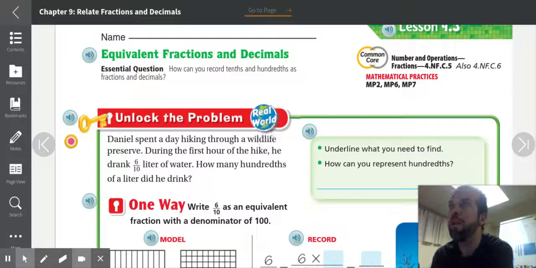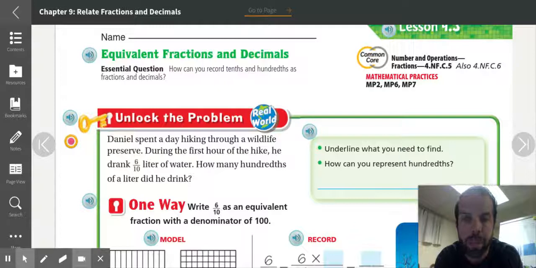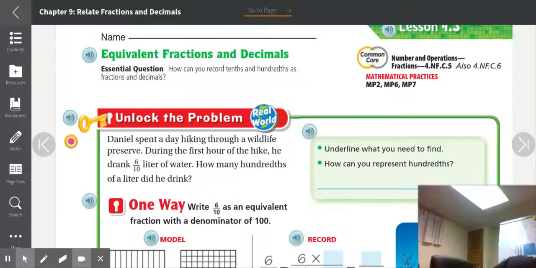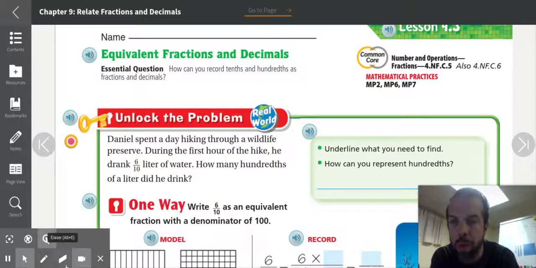Hey guys, we're going to be doing lesson 9.3 today in our Unit 9 math book, which is equivalent fractions and decimals. So pause the video if you don't have your book. Also, you're going to need your 9.3 note as well. The page is going to start on 507. And let's get started. We're going to mark up the problem together.